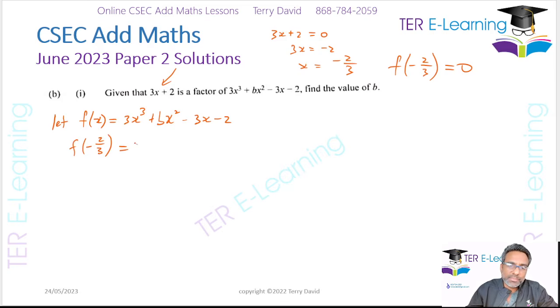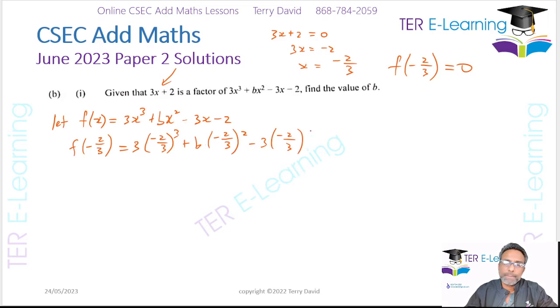Right? And so this is going to be 3 multiplied by (−2/3) cubed plus b multiplied by (−2/3) squared minus 3 multiplied by (−2/3) minus 2, and that has to be equal to 0, right? So what we have here is an equation, and we're going to use that equation now to solve for b.